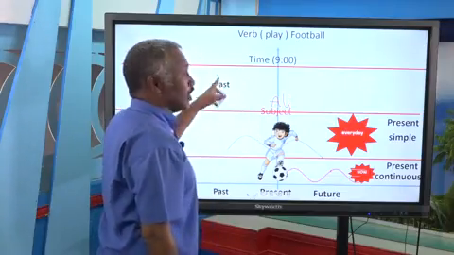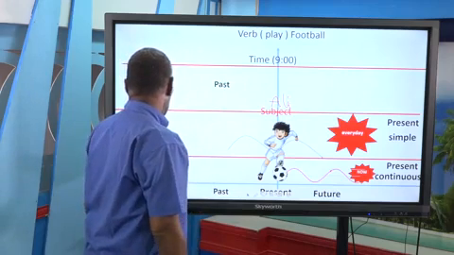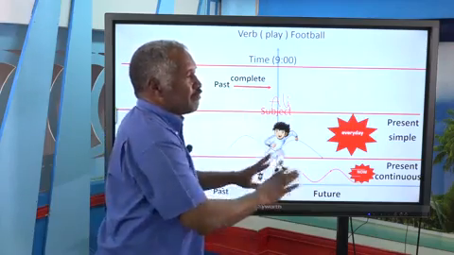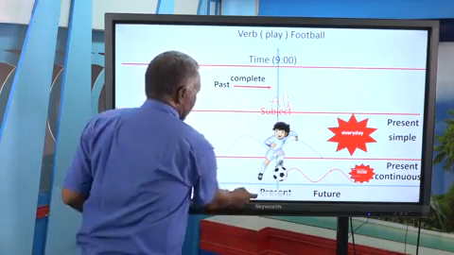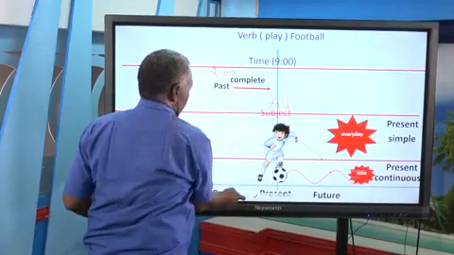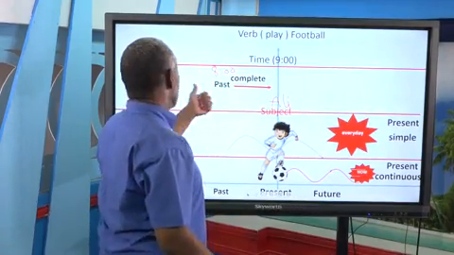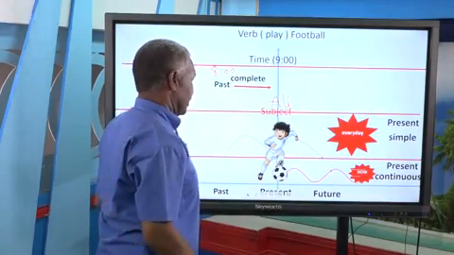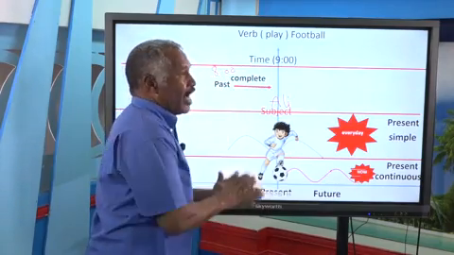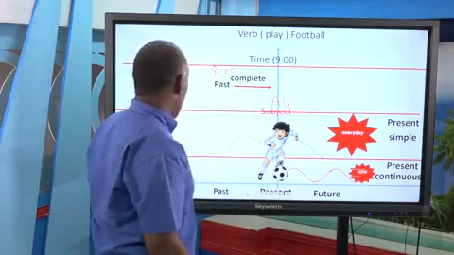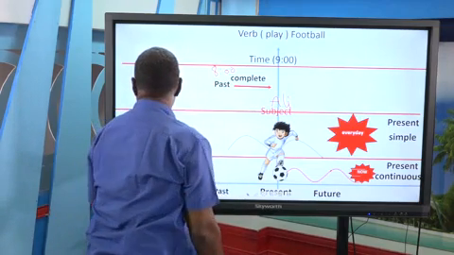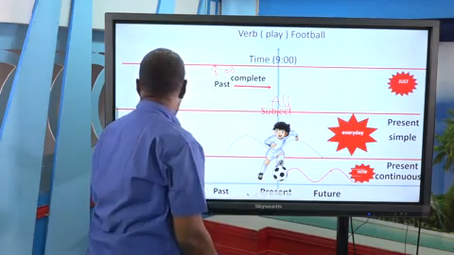began playing football in past, and playing football complete, he finished playing football. Let us imagine that Ali began to play football at 8 o'clock, before 9 o'clock. The verb began in past and complete. Ali finished playing football.